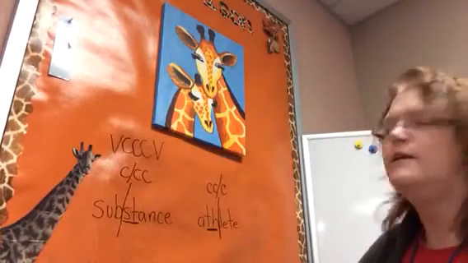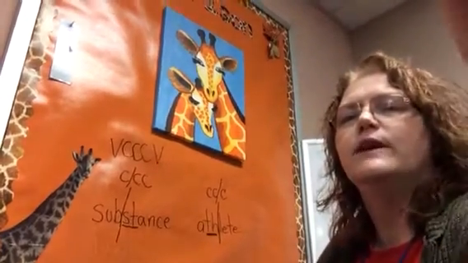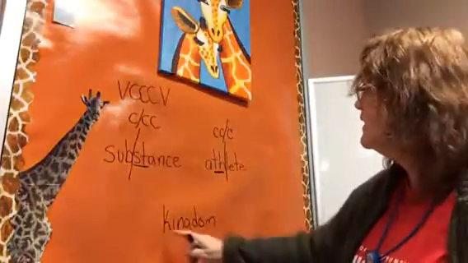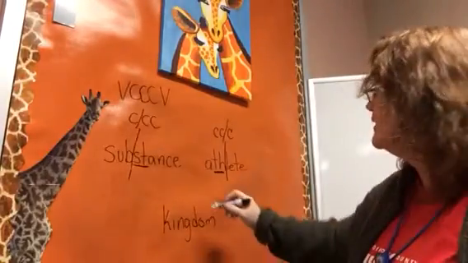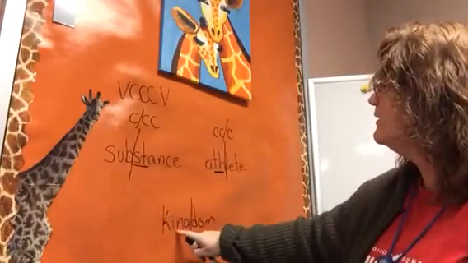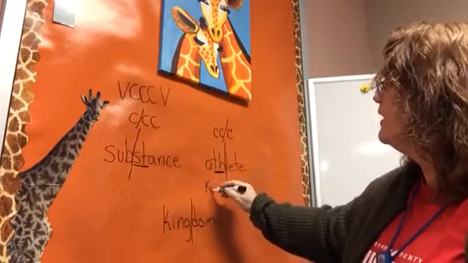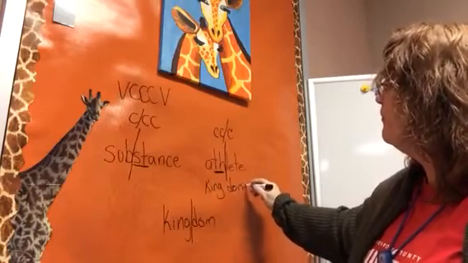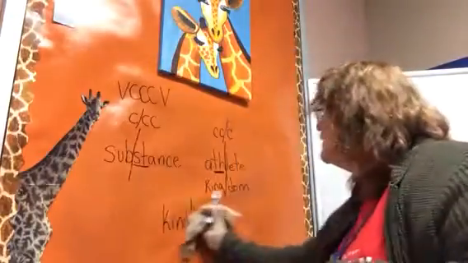So here's one. Kingdom. Oh, you can't see it. Let's see if I can fix this. There you go. Kingdom. So where would you break that one? Kingdom. We're going to break it right here. So it goes over here on this side. Kingdom. Okay. Need an eraser.